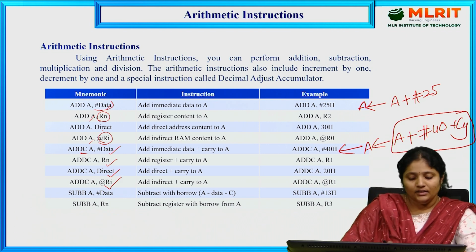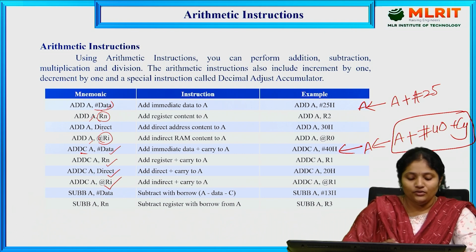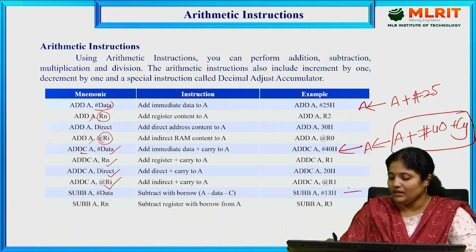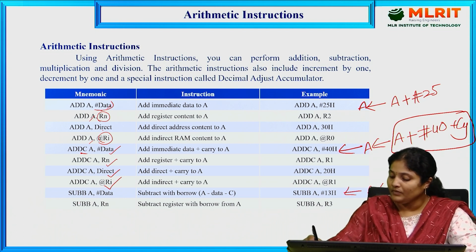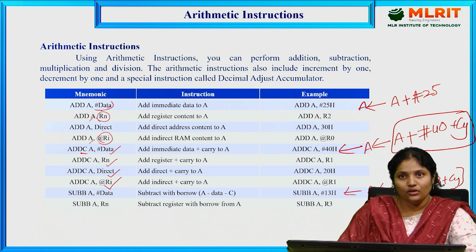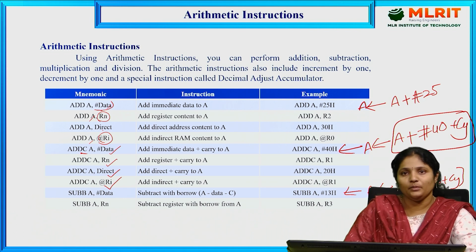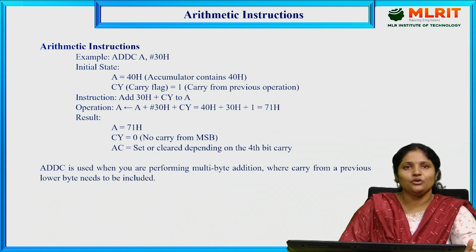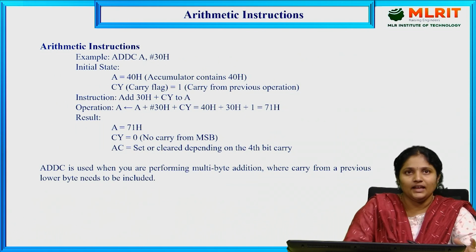Here the same operation applies with SUBB, subtraction using the borrow method. The accumulator A will have A minus #13 plus carry. The carry will be added to the original data, and that will be subtracted from the data present in the accumulator itself. So let's go through the examples here.